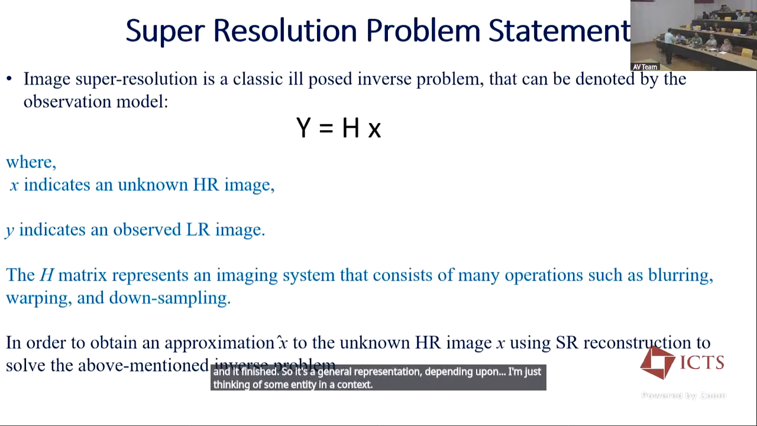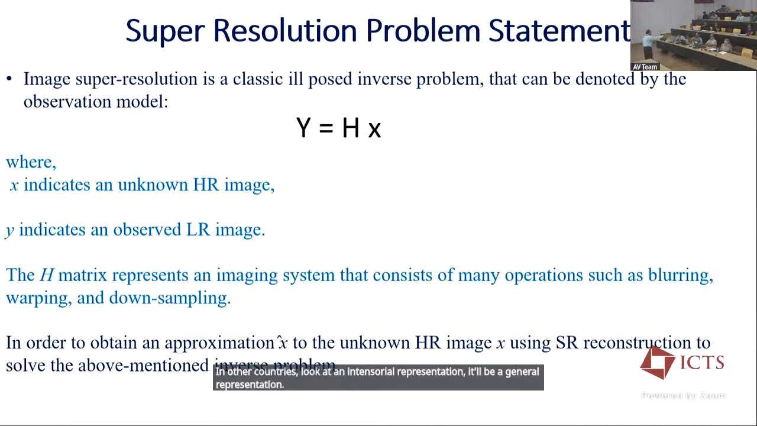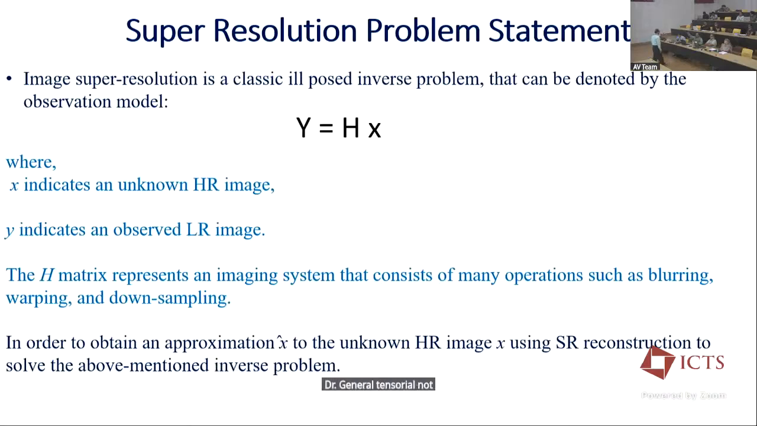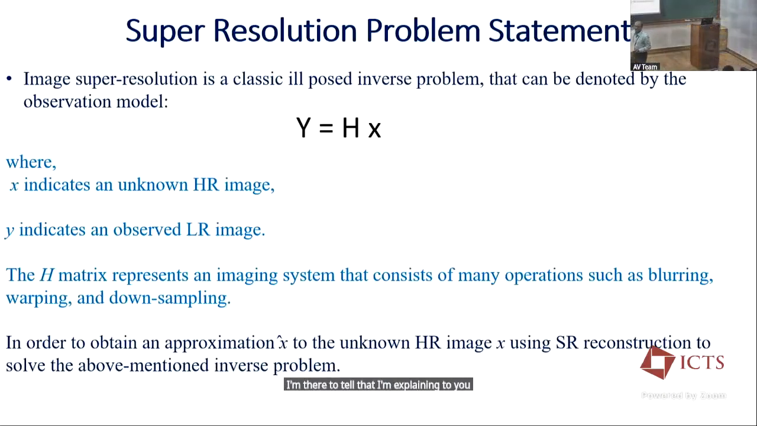If you have a simple context, it will be simple, just a matrix and vector. In another context, if you look at it in a tensorial representation, it will be a general representation. That's a general tensorial notation. That's understood. That's what I'm saying. I'm explaining to you that a tensorial representation is very general.